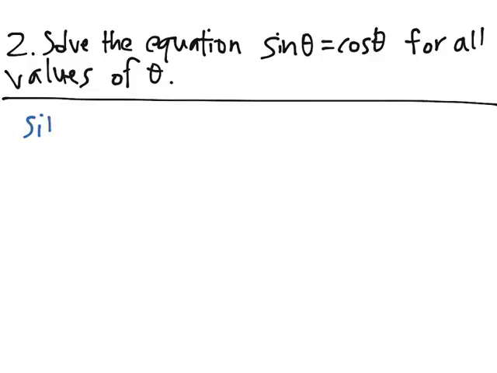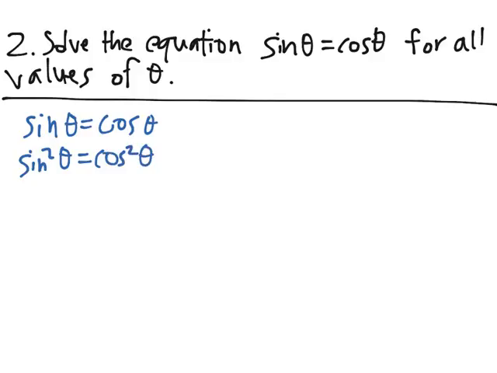Starting with sine theta equals cosine theta, let's square both sides of the equation. This will give us sine squared theta is equal to cosine squared theta. Now let's subtract sine squared theta from both sides of this equation. This will give us 0 on the left-hand side, equal to cosine squared theta minus sine squared theta.